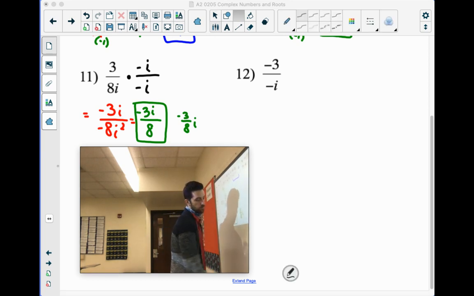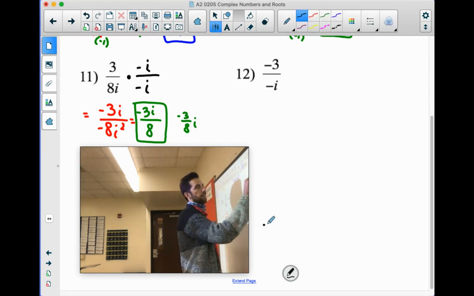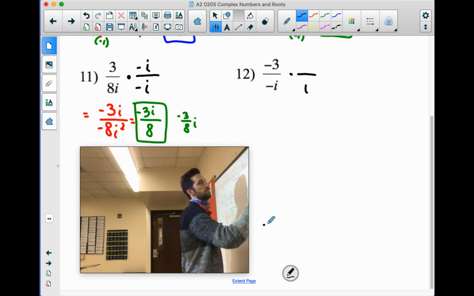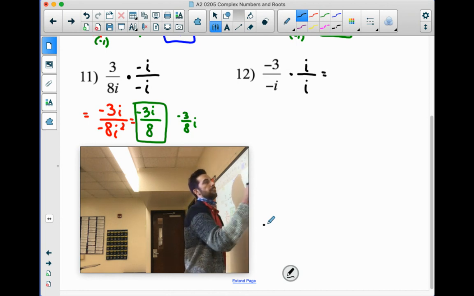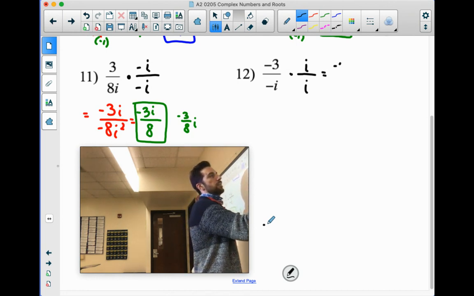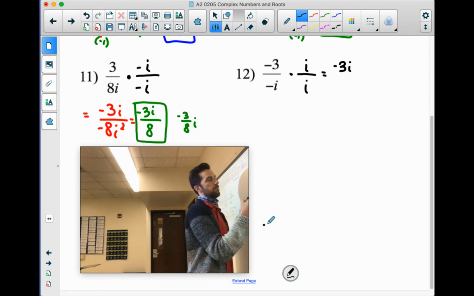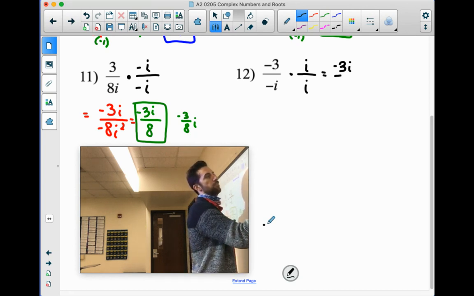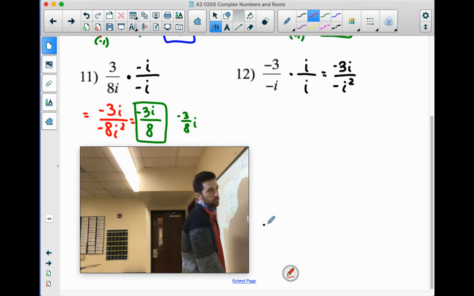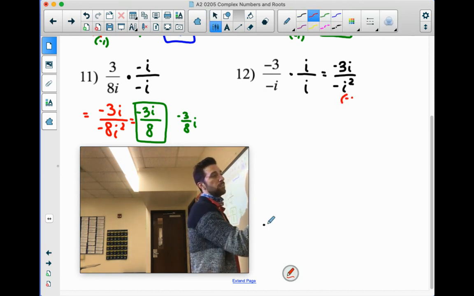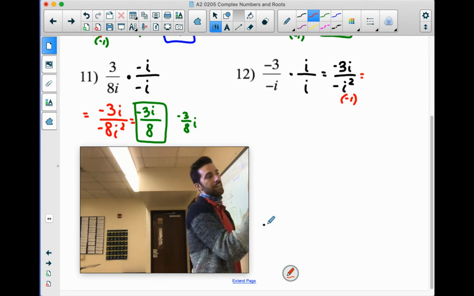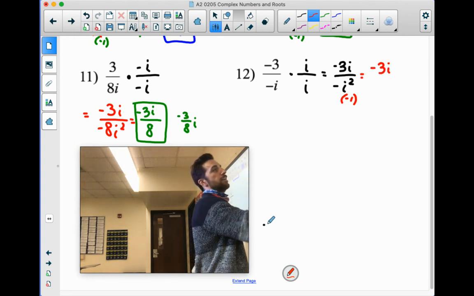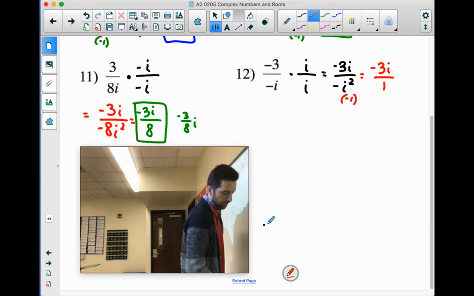Okay, last one, we're just going to multiply by i, positive i. Up top, negative 3 times i is negative 3i. On the bottom, negative i times positive i would give you negative i squared. i squared is negative 1. So really, negative 1 becomes positive 1. So you have negative 3i over positive 1 now.